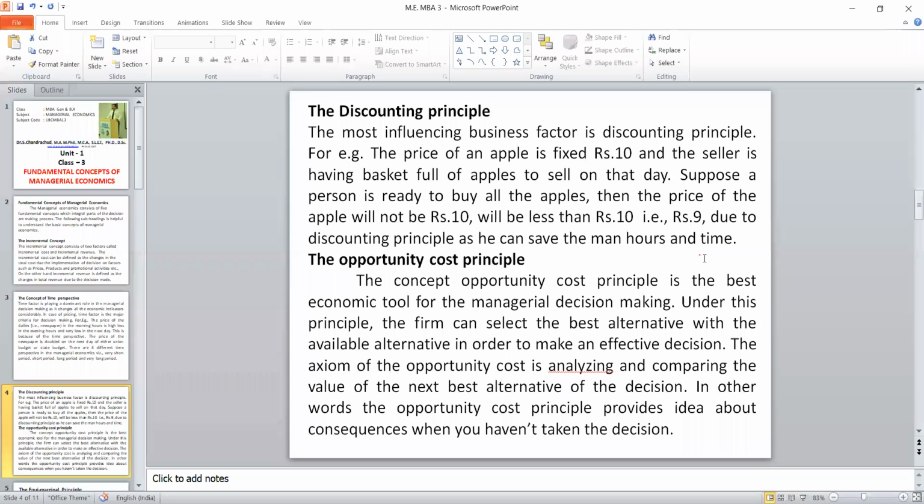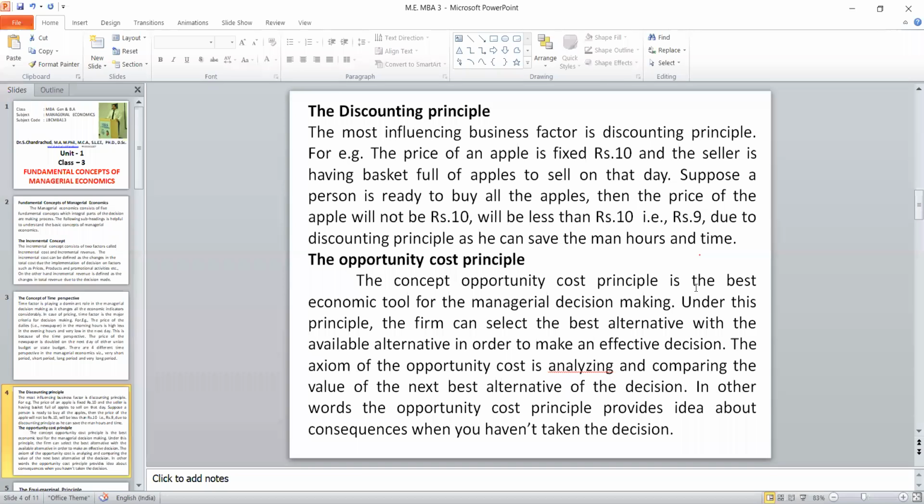I can say one fruit seller has a basket full of apples, and he is saying 10 rupees per apple. Suppose you are ready to buy all the apples in the basket, then he will not count and will give nearly 10 to 15% discount. Why? He saved his manpower. He will buy again a basket of fruits and can sell. So this discounting principle plays a dominant role in business decisions. That is why, out of 5, the discounting principle is considered an important factor for decisions.